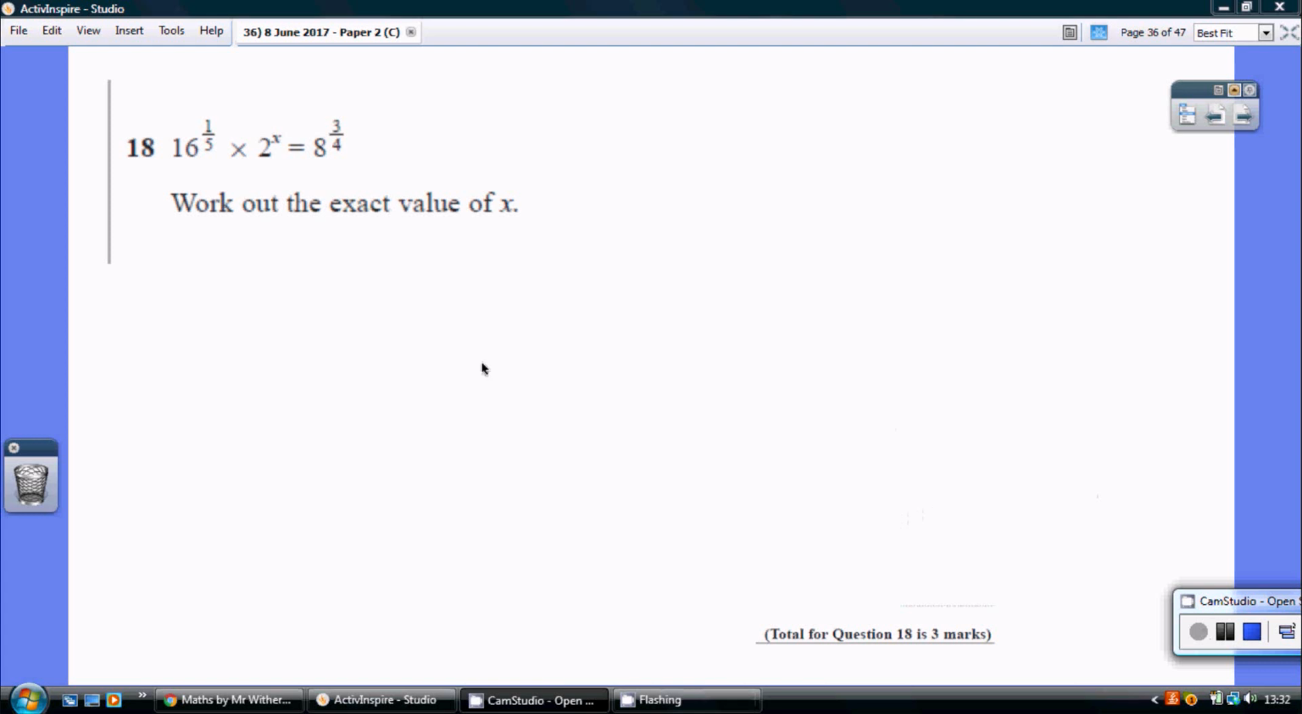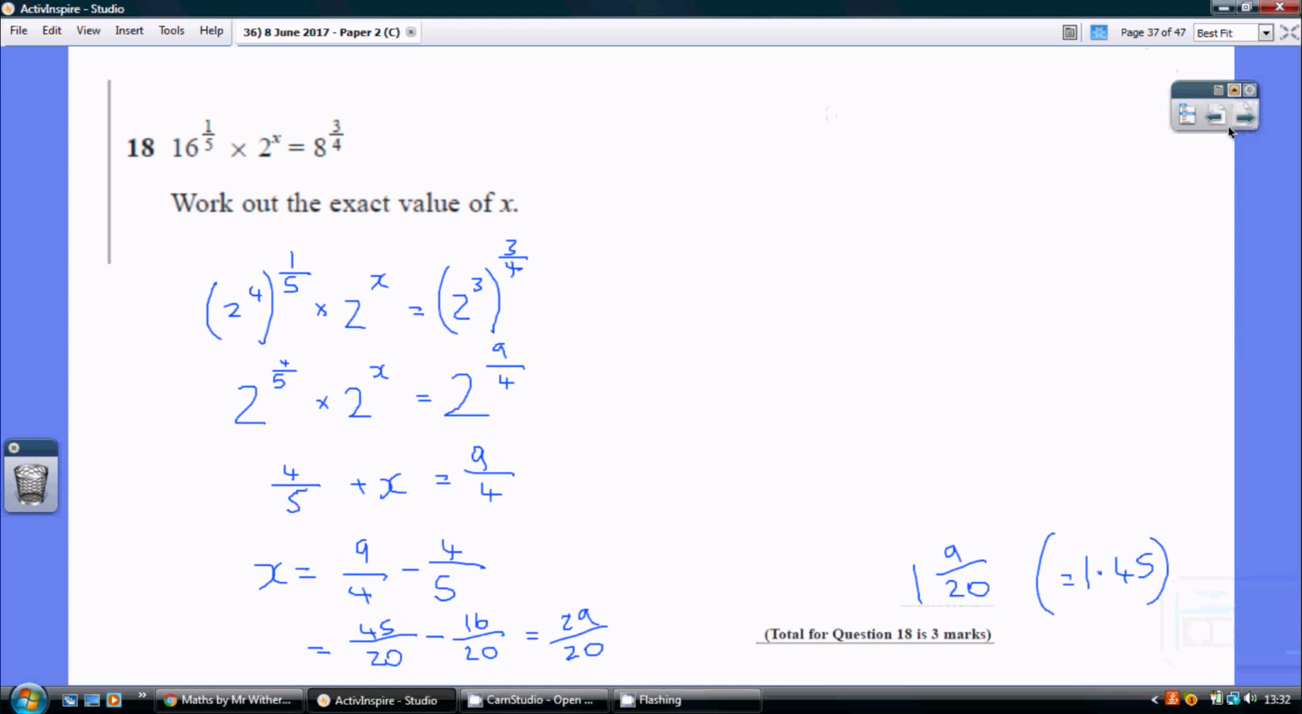Question 18. Now, the key thing with a question like this is to really try and change the big number into a consistent number, which is really always going to be the smaller number. So really we want to rewrite the 16 and rewrite the 8 as multiples of 2, which obviously conveniently they are. So our first line of working is to rewrite the 16 as being 2 to the power of 4, because 2 times 2 times 2 times 2 is 16.